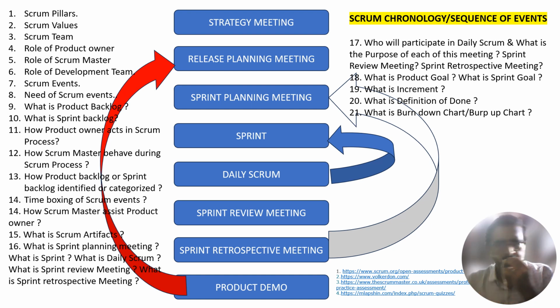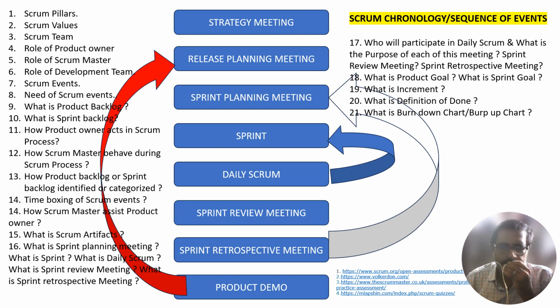During the sprint, first, no changes are made that would endanger the sprint goal. The sprint goal should not be changed. Second, quality does not decrease. Third, the product backlog is refined as needed. And fourth, scope may be clarified and renegotiated with the product owner as more is learned. These are the important points we need to consider during the sprint.